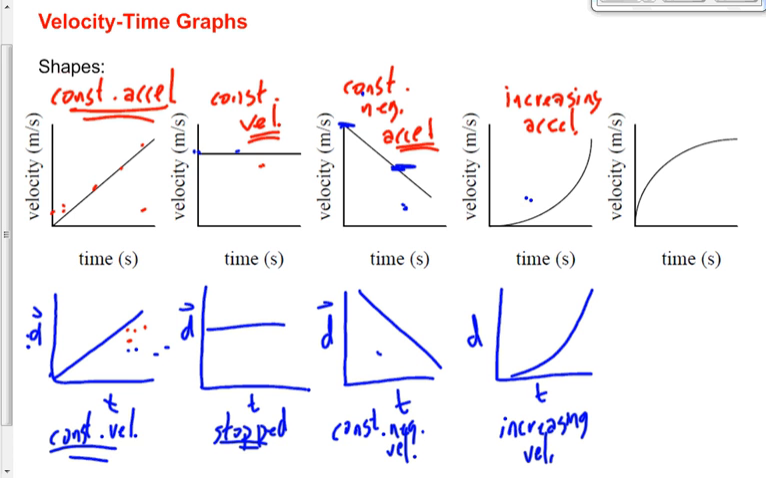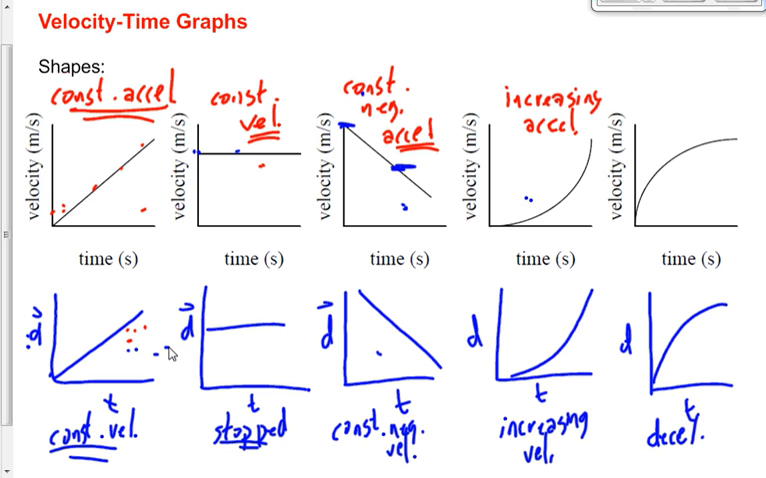And finally, the last one. We had a position time graph here. This would mean the position is changing, but the rate at which the position changes decreases. In other words, it's slowing down. It's decelerating. It's slowing down. The last one, this one's slowing down.